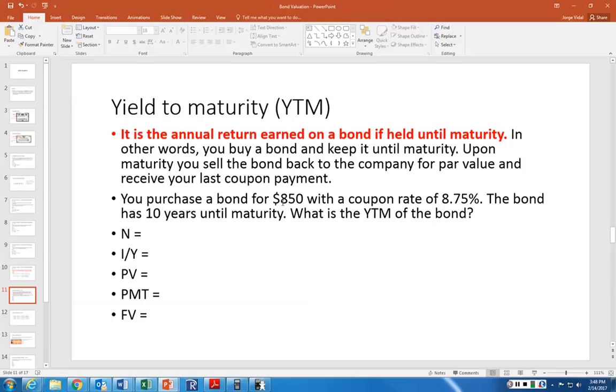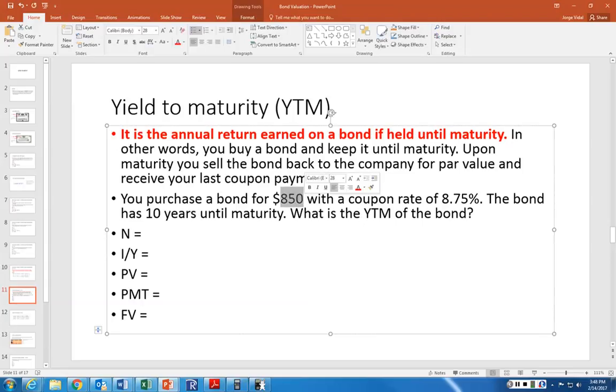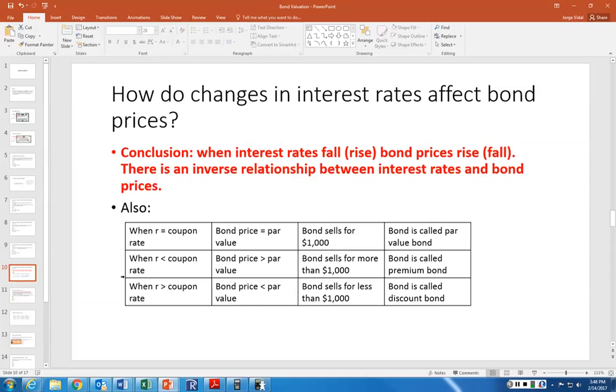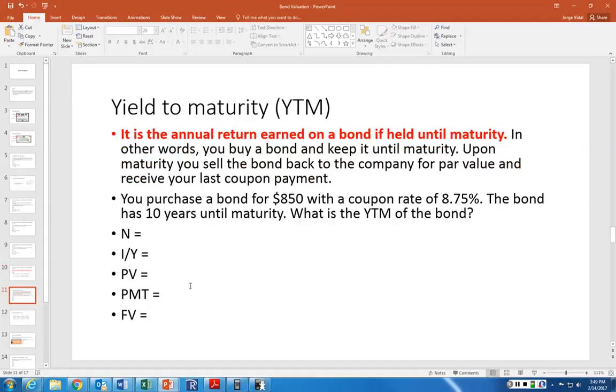You purchase a bond for $850, coupon rate is 8.75. The bond has 10 years. What is the YTM of the bond? Now it's a discount bond because the price is less than 1,000. For a discount bond, the YTM R has to be greater than the coupon rate. Okay? It's one way to check if you're doing your calculations right.